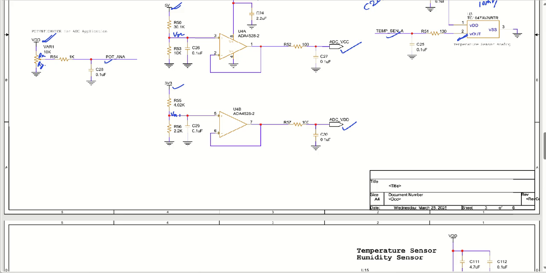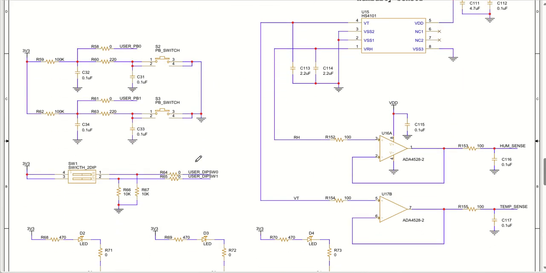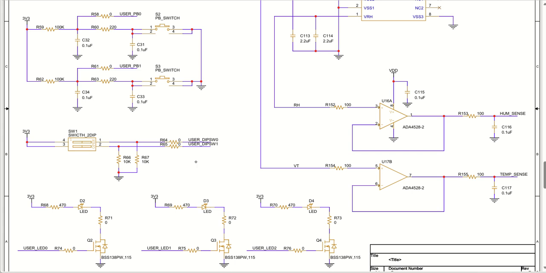Now let us move to the next part of the circuit. What we are going to talk about is the IO pins. As I told you, we have two push buttons, push button 0 and push button 1. You can see user PB0, user PB1. Whenever the push button is pressed, it gets grounded. It means the microcontroller will see a 0 on that. So whenever the microcontroller sees low, you will understand that the push button has been pressed.